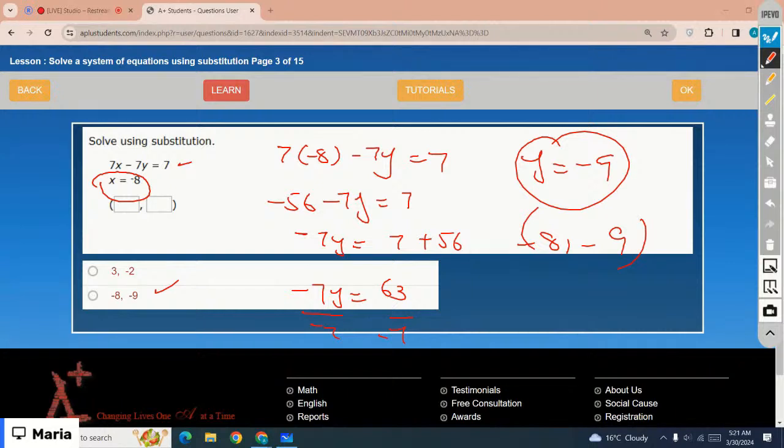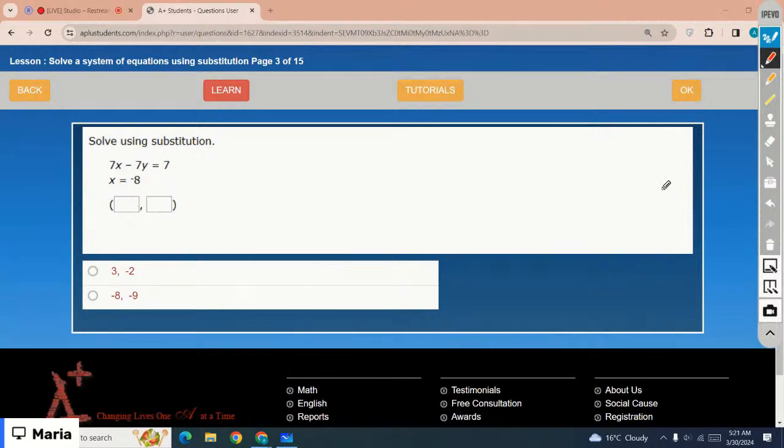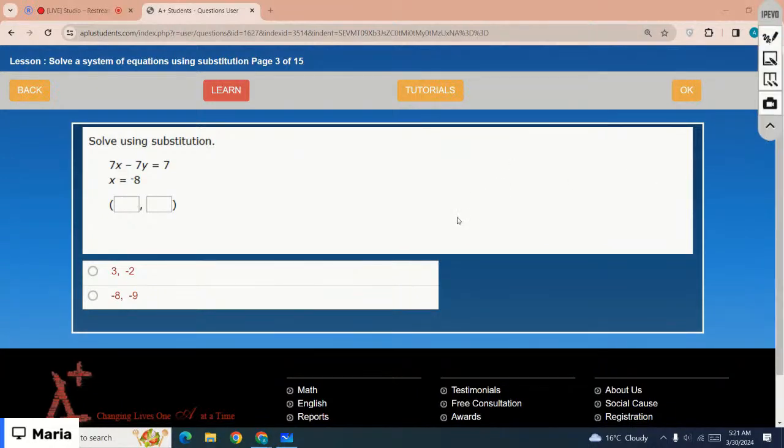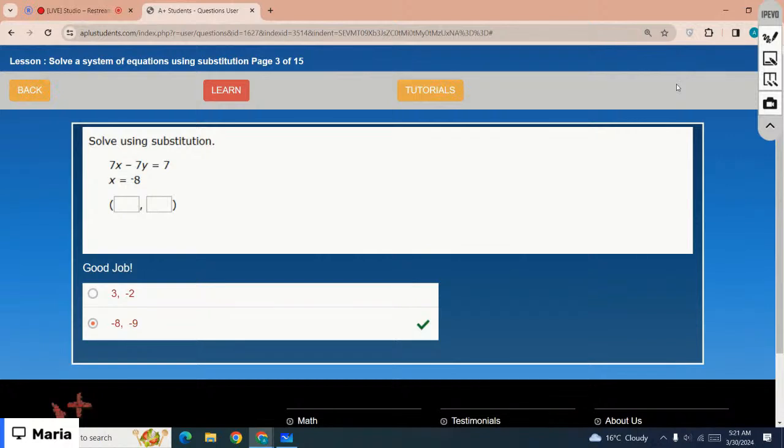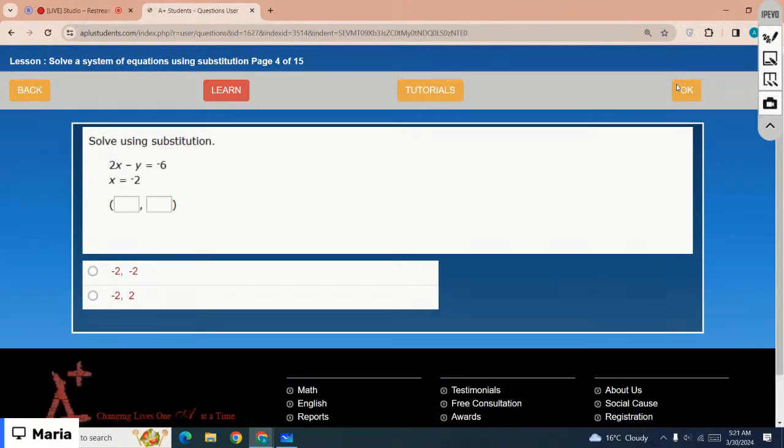Okay, let's just start with the other example. Now I think you have to do the example, right? That is negative 8, negative 9. So for the next example, you have to do it and write the answer in the chat box. Okay, the next one is 2x minus y equals negative 6 and x equals negative 2. So which is the correct option?